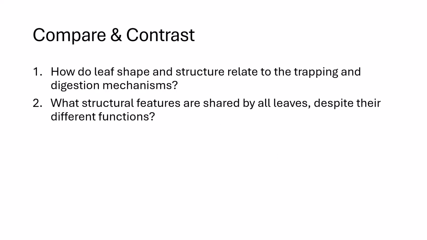Answer the following compare and contrast questions. First, how do leaf shape and structure relate to the trapping and digestion mechanisms? Connect movement, stickiness, or pit structure to how prey is captured and retained. Next, what structural features are shared by all leaves despite their different functions? Think back to the epidermis, mesophyll, and vascular tissue. Even in highly modified leaves, these basic tissues are still present. Record your responses in your lab notebook.